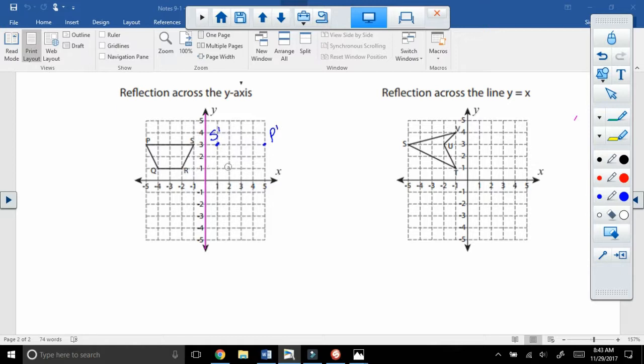R prime being 2 units away, so 2 units there. And Q prime is 4. We should end up with a congruent transformation with this reflection. One of the reasons it's so important to label those points is that if I didn't label them, I could almost think that this is just a translation. But you can see here S to S prime, that's not a translation, that is a reflection. So make sure that you're labeling those.